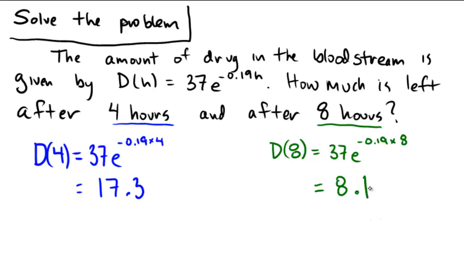So this exponential decay function is decaying, but it's not linear, so it's decaying at a different rate than a linear function. It's not a constant rate. Okay, why don't you try this next problem on your own?